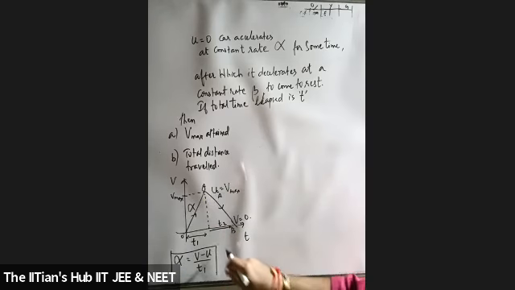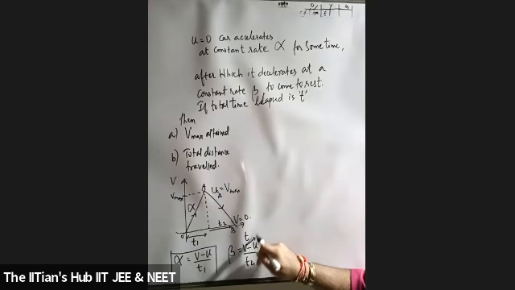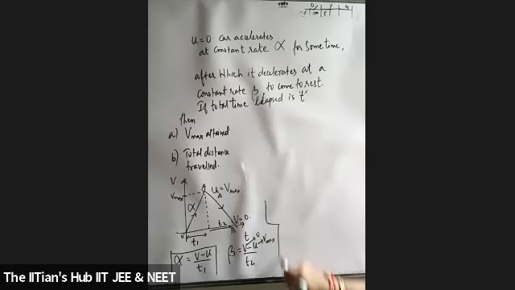So what about my beta? My beta is negative acceleration. It's final velocity minus initial velocity upon time t2. Final velocity is 0, initial velocity is V max. Is that clear, students? Positive slope, negative slope, is that clear?